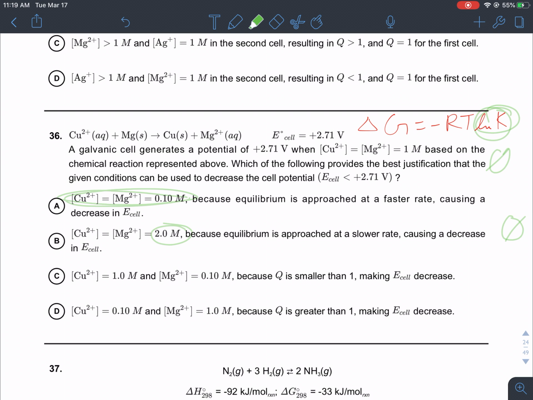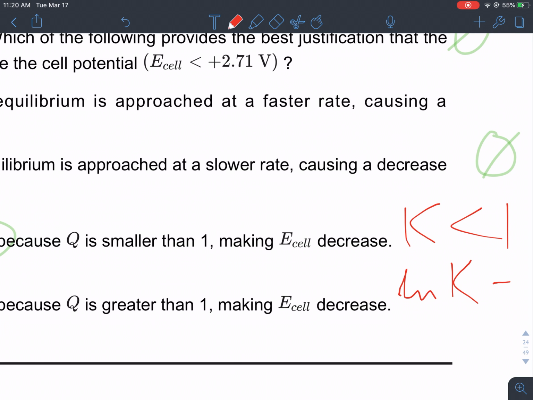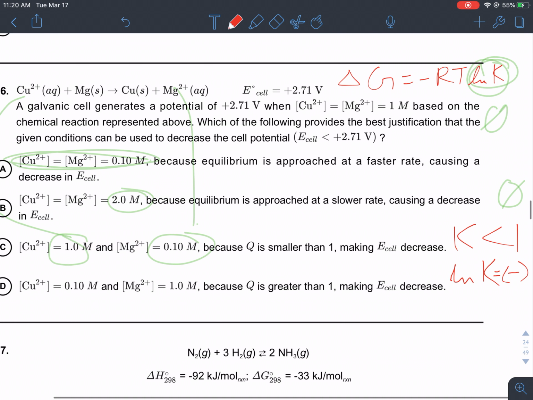All right, then you have this scenario where your reactants are greater than your products. See, Mg is a product, Cu is a reactant. If your reactants are greater than your products, then you're going to have a K that is less than 1. It's going to be a fraction. Your denominator is going to be bigger. And so what will your lnK be? When your K is less than 1, your lnK is negative.